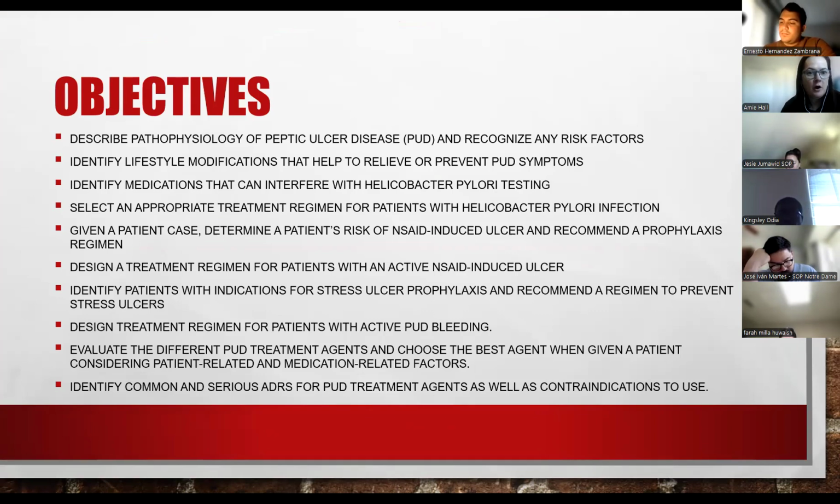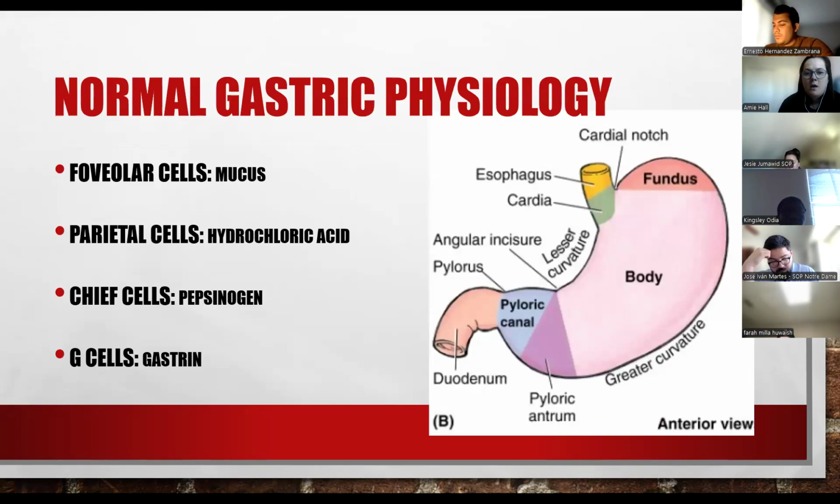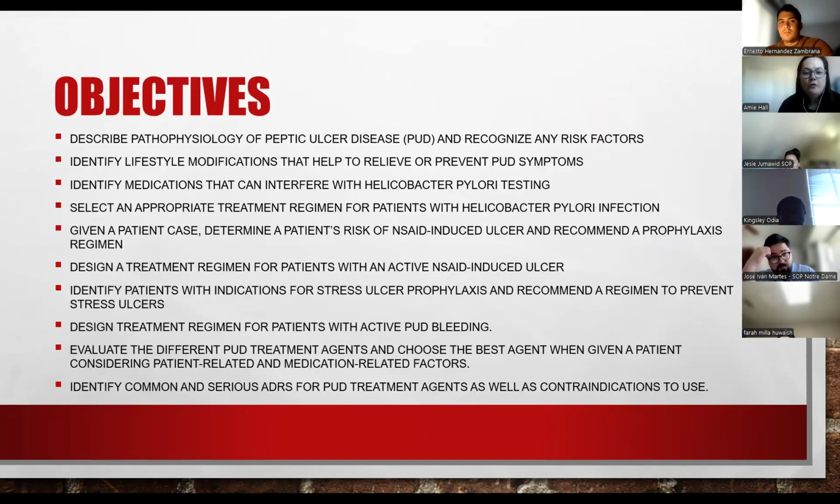What causes peptic ulcer disease? What can we do to prevent peptic ulcer disease or relieve symptoms? What medications can interfere with testing for H. pylori, determining an appropriate treatment regimen if they have H. pylori, if they have NSAID-induced ulcer, if they have a bleeding ulcer. All right. And so thinking about the side effects that are associated with those treatments. So if you can answer all these objectives, you will be good to go for the exam.